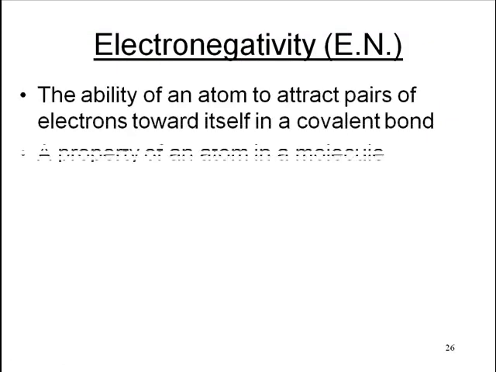Now, the next relationship we're going to look at is what is called electronegativity. Electronegativity is one of the most important periodic table trends you'll see. I apologize that it's last and it's almost at the end of the day, right before Thanksgiving. So, the cool thing about electronegativity, though, is it's the ability of an atom to attract pairs of electrons towards itself in a covalent bond. It is a property of an atom in a molecule.